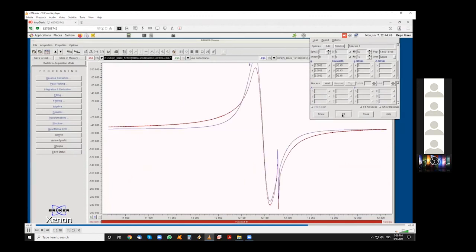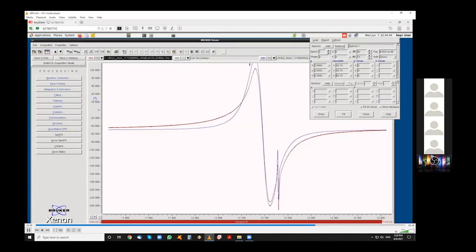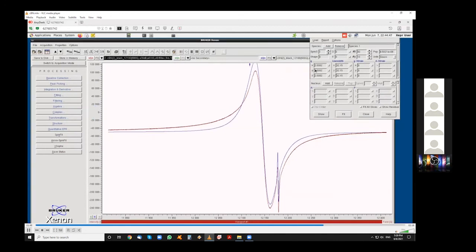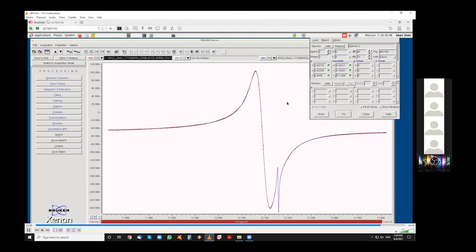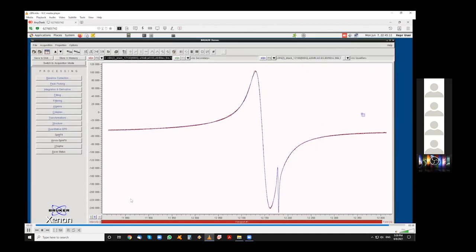So you may observe that the simulation is almost good. All we have to do is to optimize our parameters, and I will check all the boxes here and try to optimize all at once to see if it works. It will take a little bit longer. So, and this is it. Seems like we have a pretty good fit of our experimental spectrum.